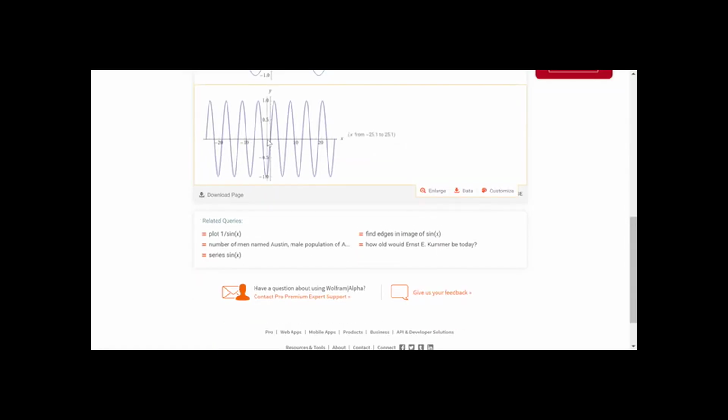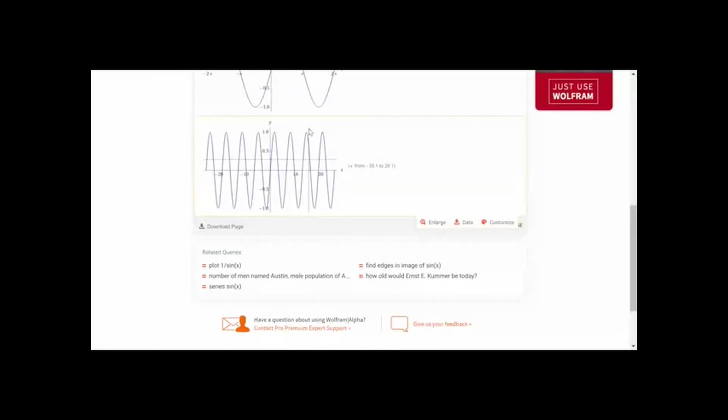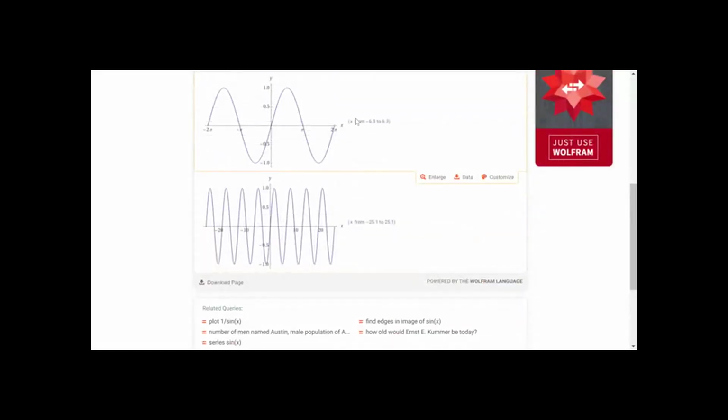So at 0, it is 0. Then slowly it increases to 1. Then slowly it decreases to 0. Then slowly it decreases even to -1. Then slowly it increases again to 0. Then slowly it increases to 1. So it's like this, like this, like this.